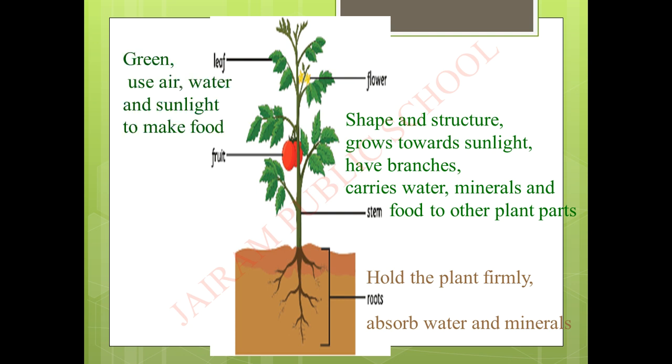Next we saw about the leaves. Mostly the leaves are green in color. They grow on the stem or branches. They use the air, water and sunlight to make food for the plant. So the plant prepares the food with the help of air, water and sunlight.